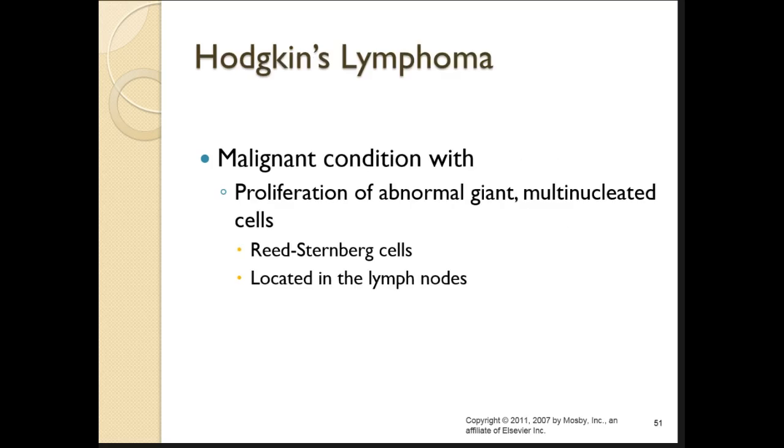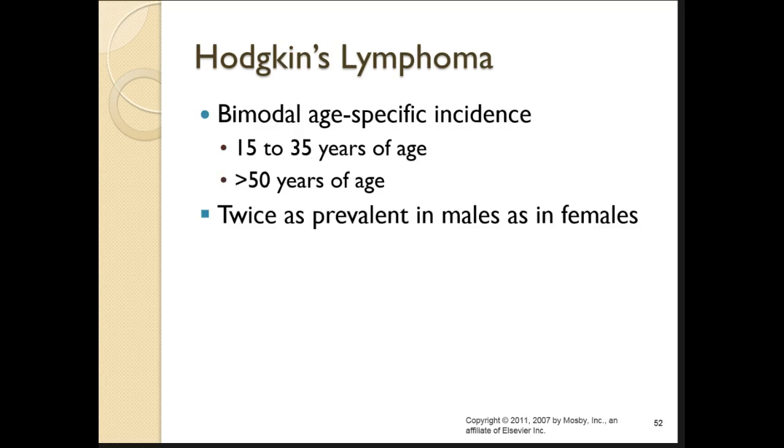When we talk about Hodgkin's lymphoma or Hodgkin's disease, this is about 11% of the lymphomas. It is a malignant condition characterized by a proliferation of abnormal giant multinucleated cells called Reed-Sternberg cells, which are located in lymph nodes. The disease has a bimodal age-specific incidence, occurring most frequently in those who are 15 to 35 and those who are above 50 years of age. In adults, it is twice as prevalent in men as it is in women.